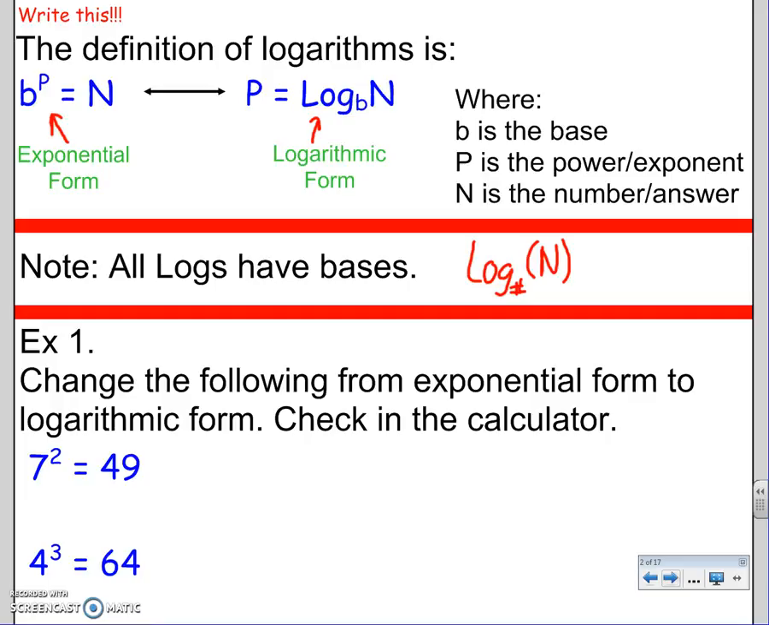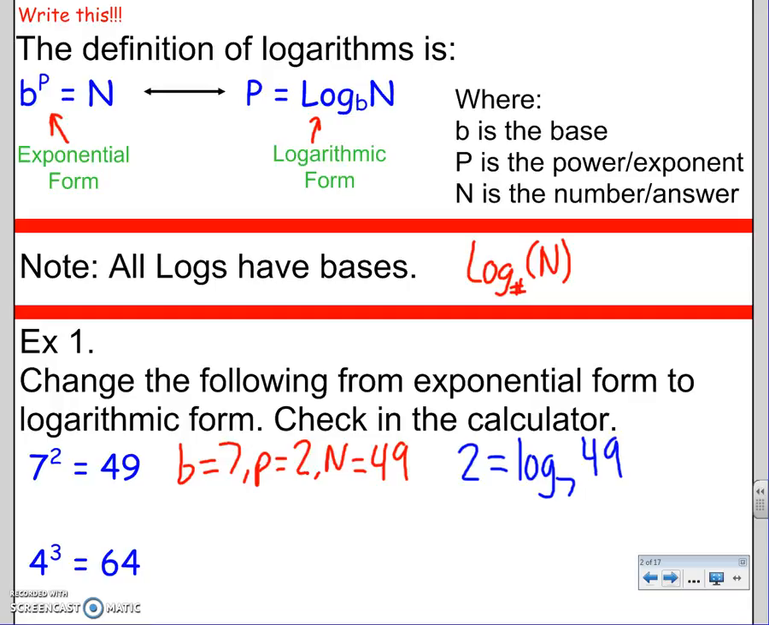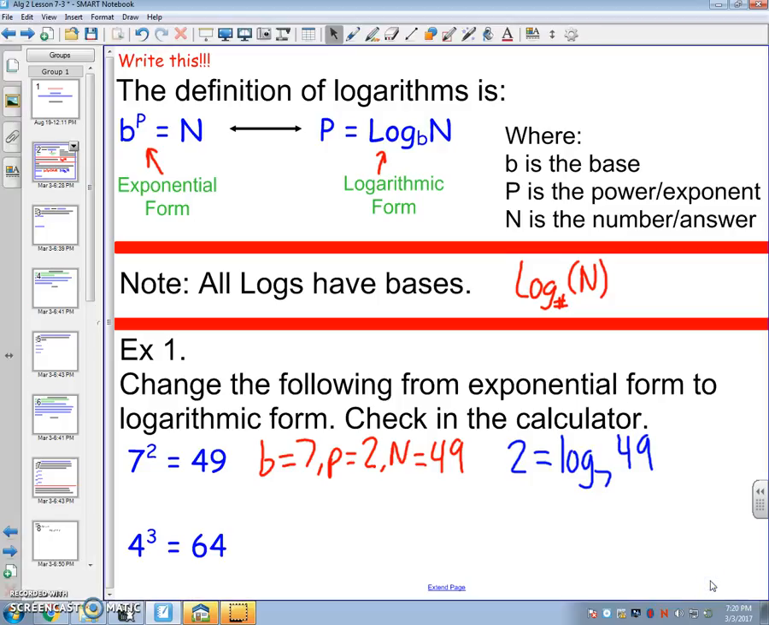So what I'm going to do is I'm going to label everything. So b equals 7. All right, that's our base. P equals 2. And n equals 49. So if I use those and plug into the formula, it says p equals, so p is first, 2 equals log with the base, our base is 7, and n is 49. That's my answer. So I'm going to show that is true by checking the calculator.